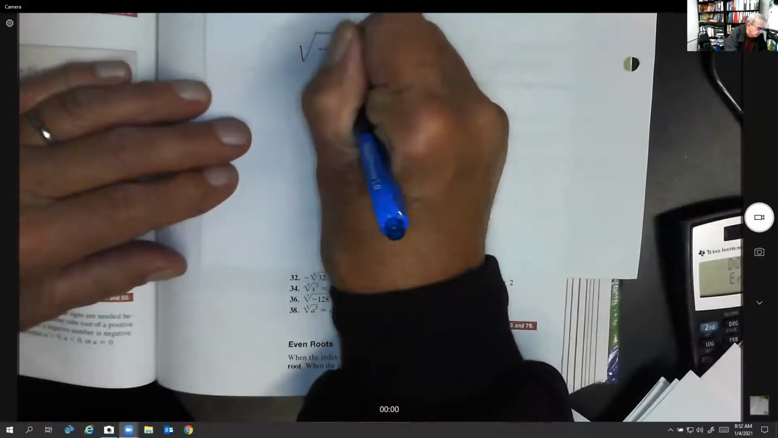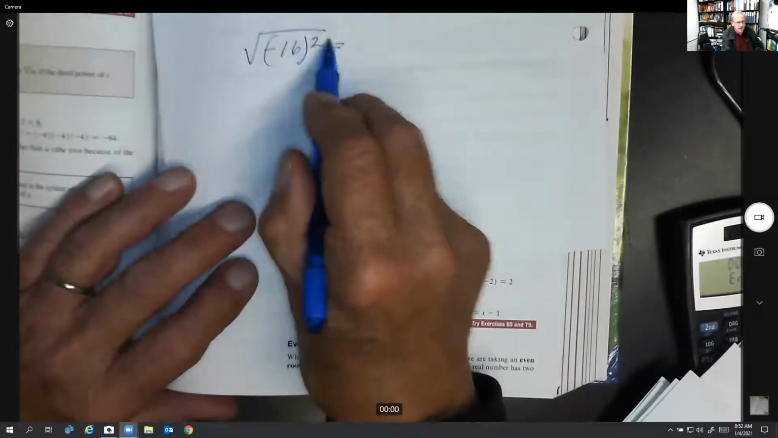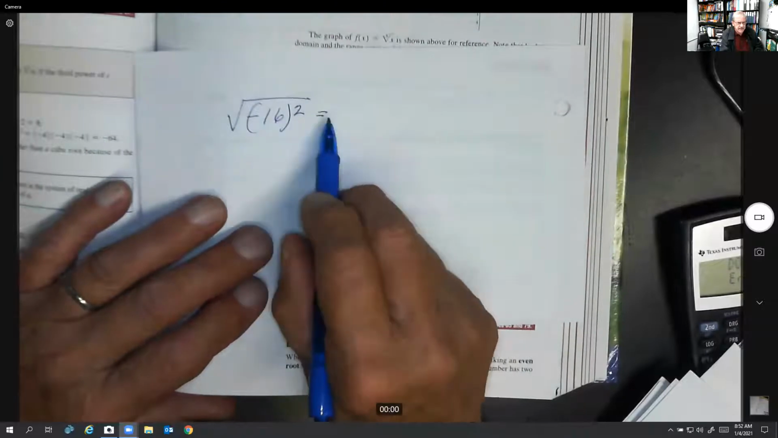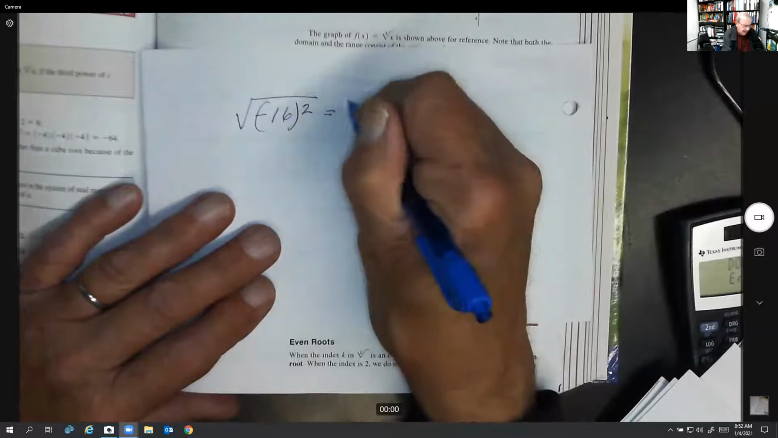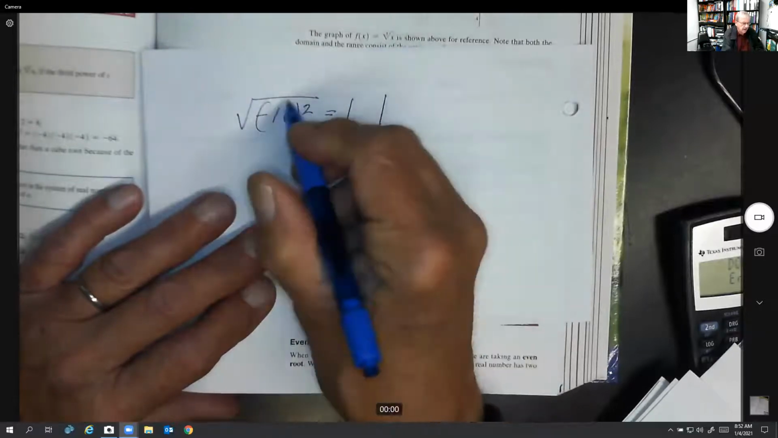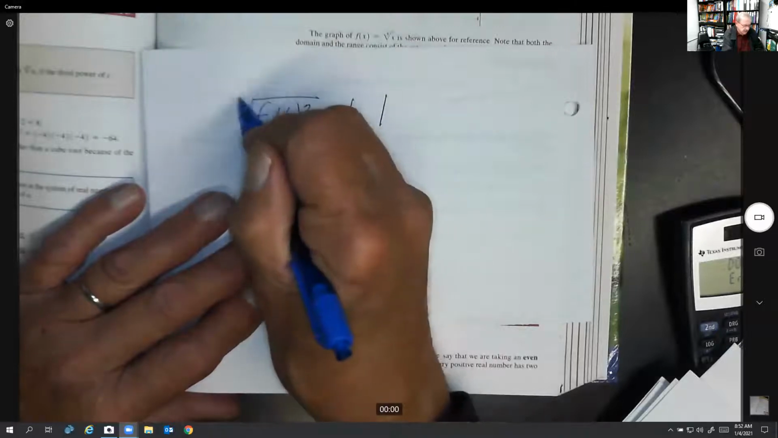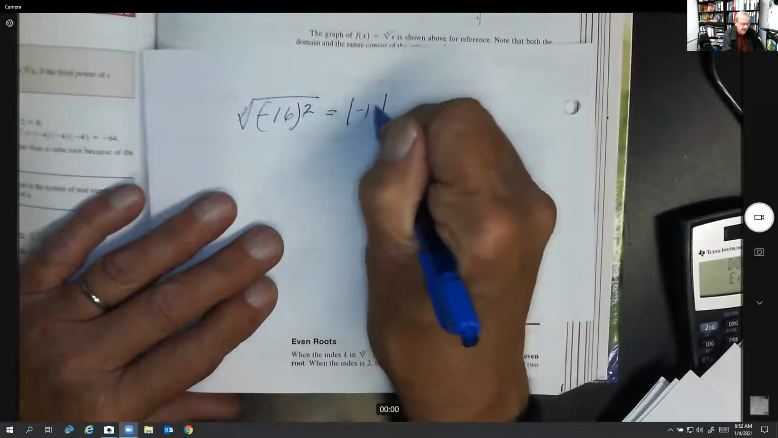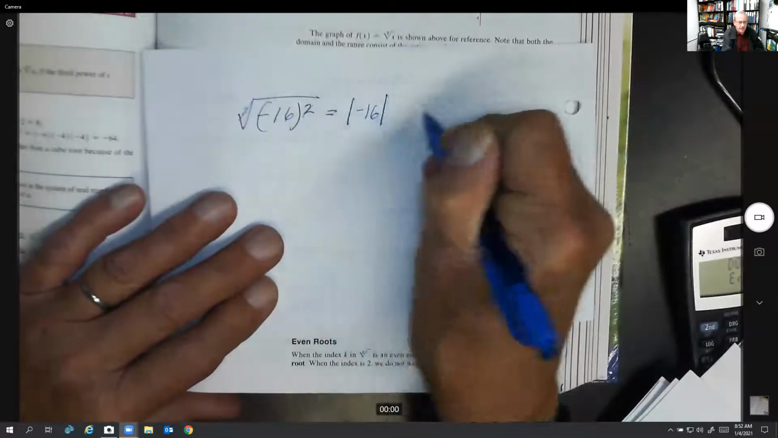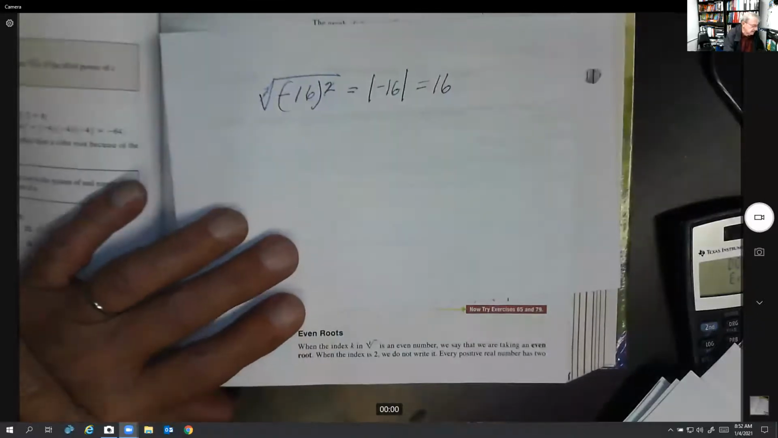What is the square root of negative 16 squared? Well, we said when we square a square root, we get this thing. Well, not exactly. We get the absolute value of this answer. So if we square a square root, these cancel out. We get a negative 16, but we have to take the absolute value of that answer. So the answer is really only 16.